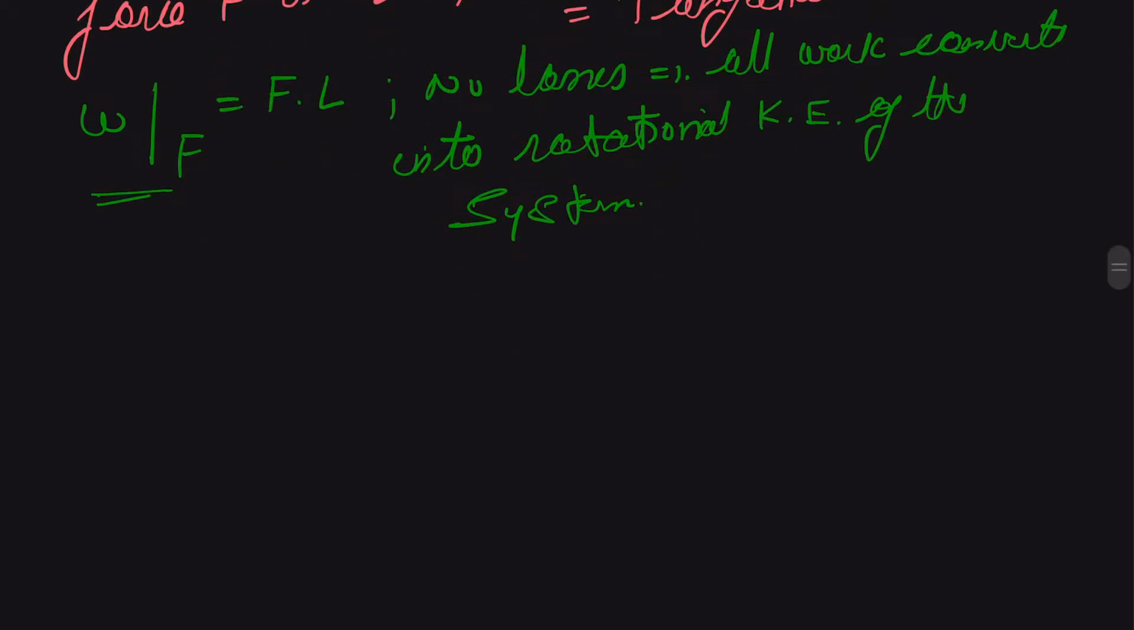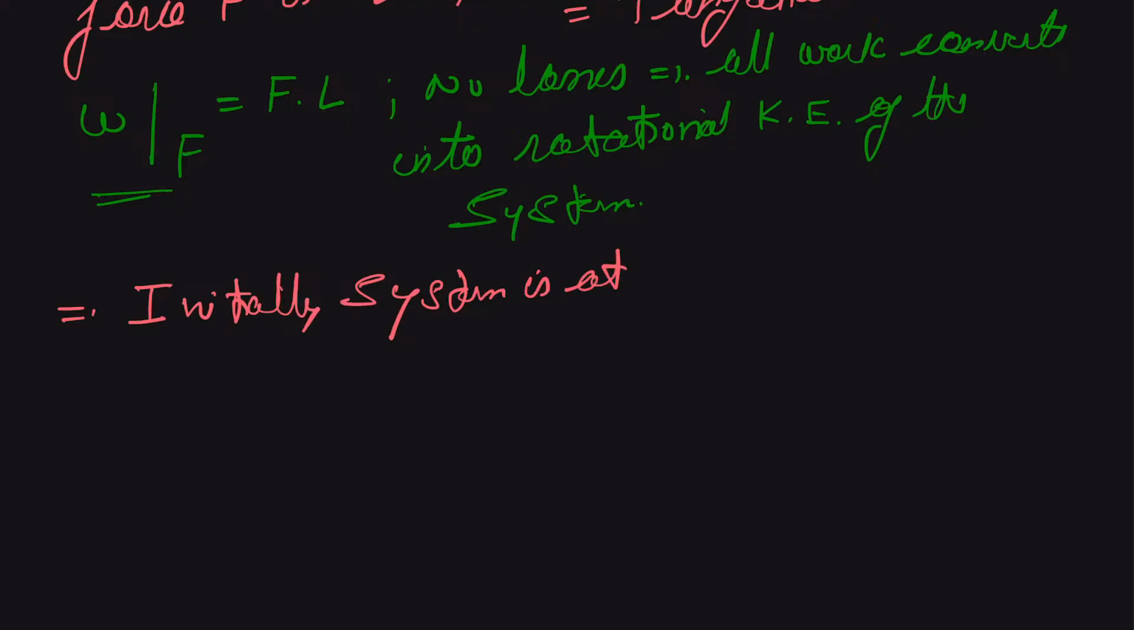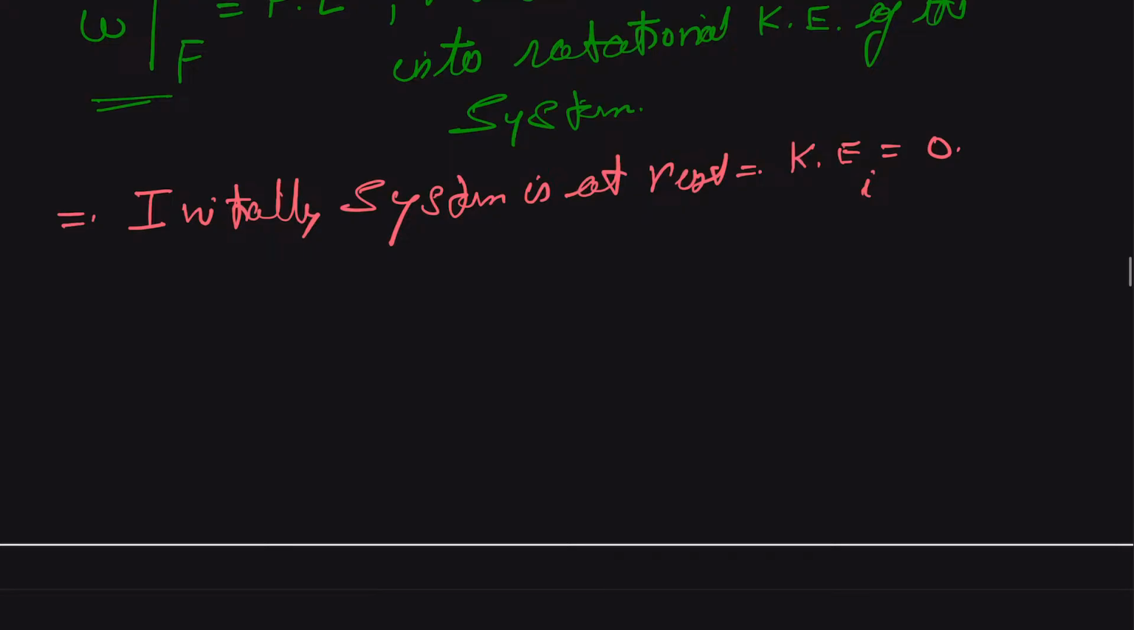Initially the system is at rest, therefore kinetic energy initial will be equal to 0, and the final kinetic energy, because there is only rotational motion, suppose our KEF will be equal to half I naught omega naught square.